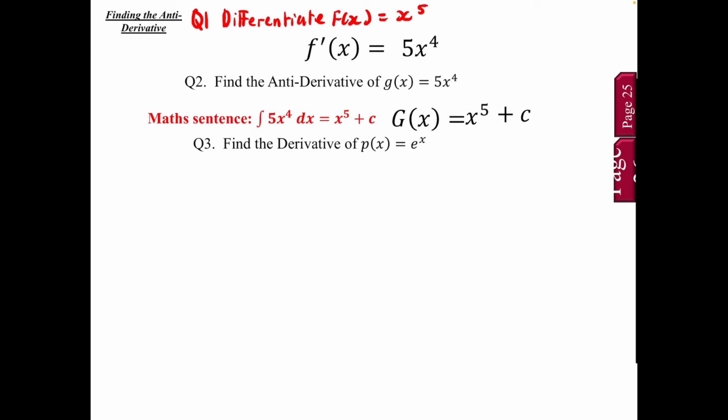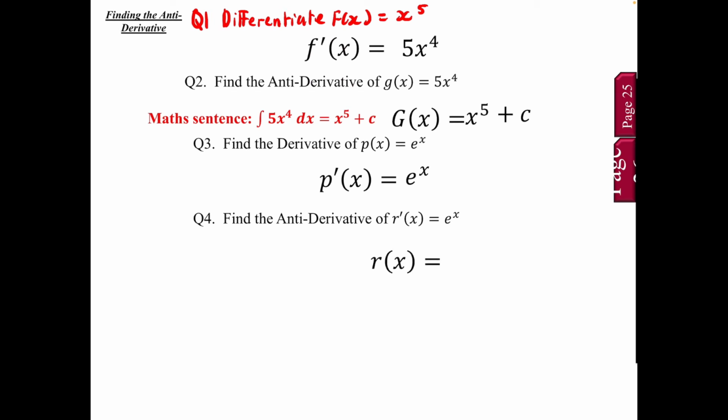Let's try another one. Find the derivative of e to the power of x. The derivative of e to the power of x equals e to the power of x. Now, let's find the antiderivative of e to the power of x. The antiderivative of this function also reads e to the power of x plus c, some constant that I do not know. As a math sentence, this reads, the integral of e to the power of x dx is equal to e to the power of x plus c.